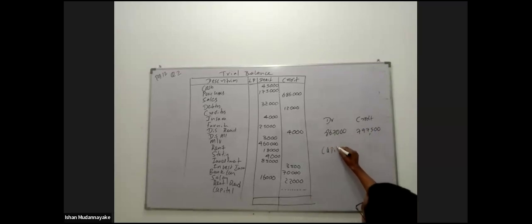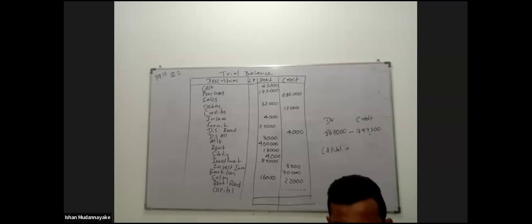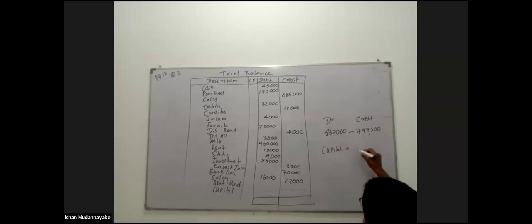Capital. How much balance? Debit side total amount minus credit side total amount. Now how much is the capital account balance? 69,500. Right. Is it correct? Capital account balance 69,500.